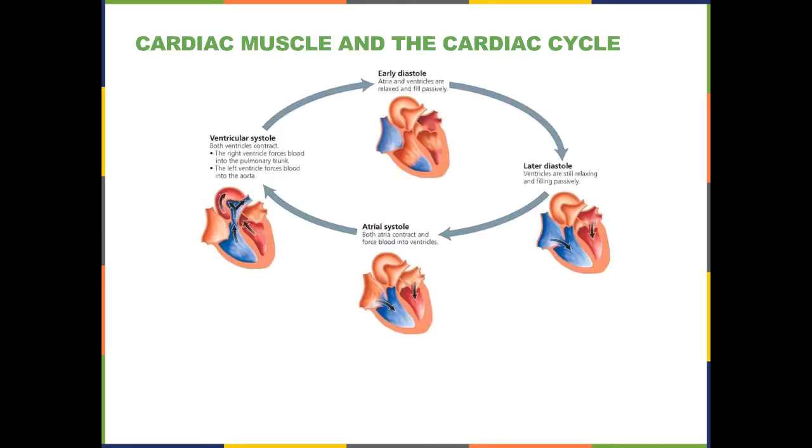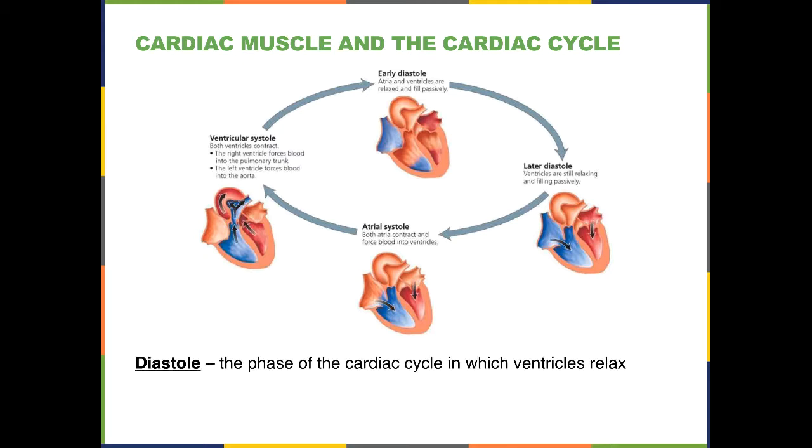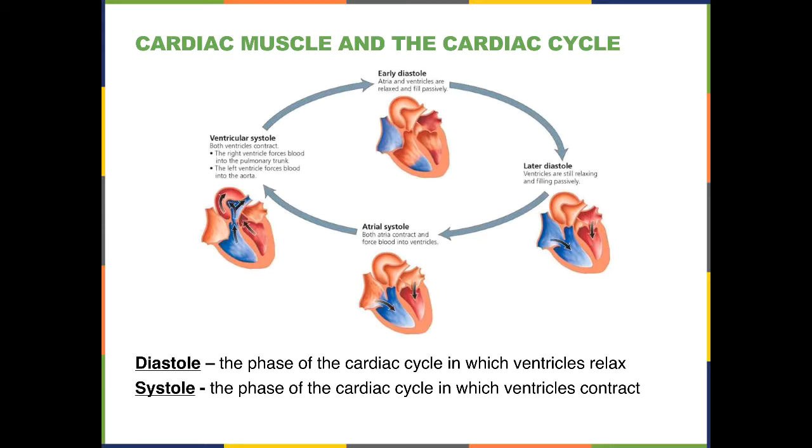So when we look at the cardiac cycle, again, what happens during the cardiac cycle? Well, let's start. First of all, we have to define two terms. We have to define the term diastole, which means the phase in which the ventricles are relaxed, and then systole, which is the phase in which the ventricles contract. Now, obviously, if we use the words atrial systole and ventricular systole, that means that the contraction is in the atria or in the ventricles.